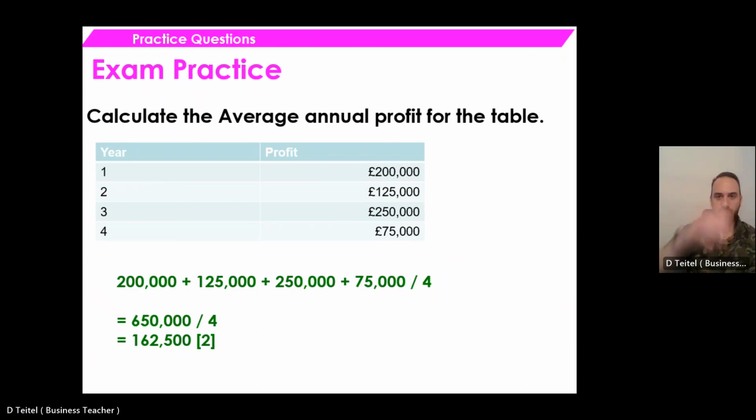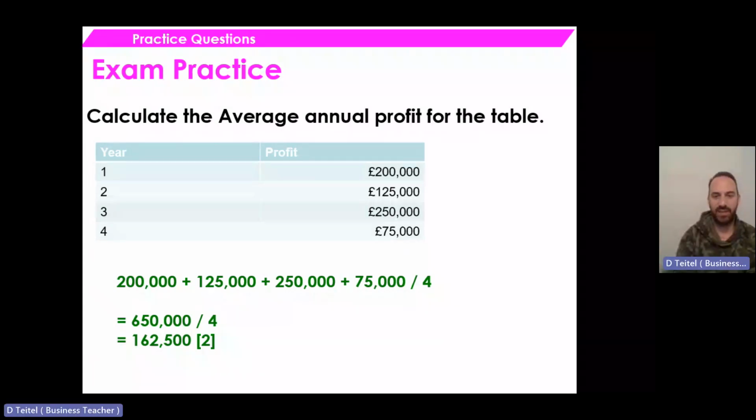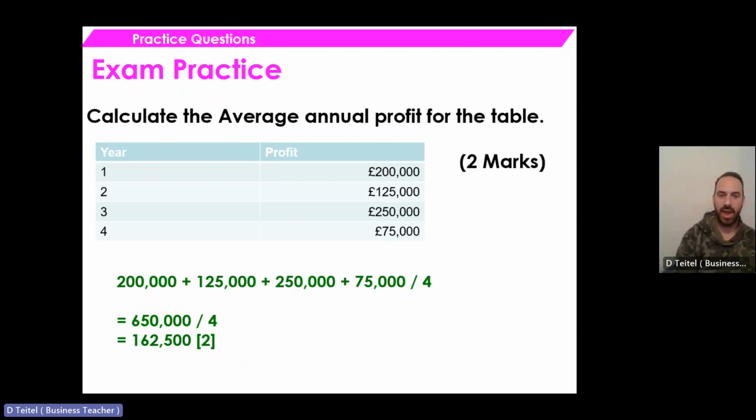All right, 50,000 plus 75,000 and so on, totalling 650,000, and divide that by 4. That leaves us with 162,500. Of course, this table probably doesn't make sense because why is the profit going up in year 3? The point is this is just information that's been given.